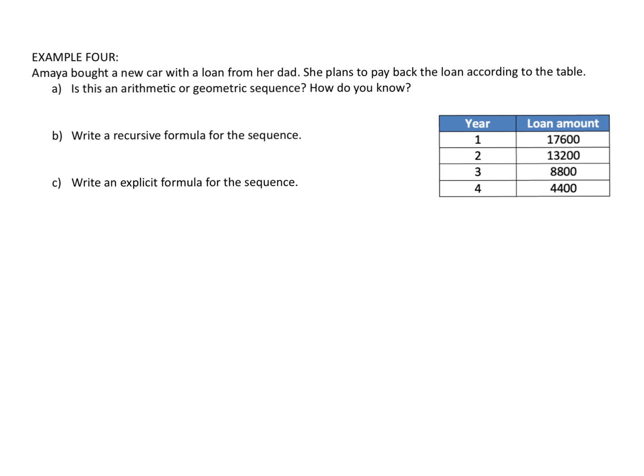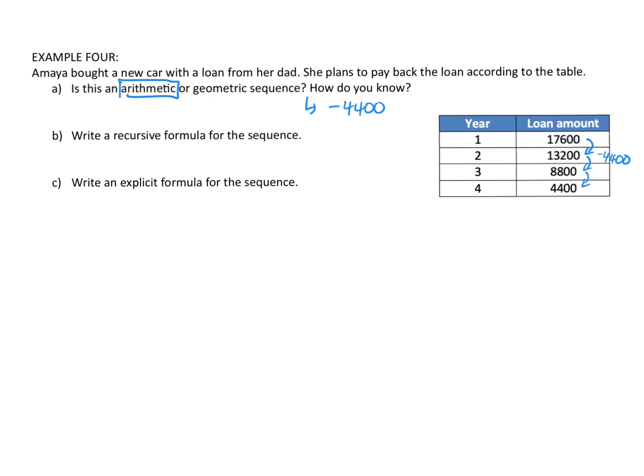All right, let's go ahead and try example 4. Maya bought a new car with a loan from her dad, and she pays back the loan. First thing, let's see, is it geometric or arithmetic? What kind of pattern do you see? Again, you can use your calculator on this. It looks like I'm subtracting 4,400 each time. So this definitely is an arithmetic sequence because it's subtracting 4,400 each time.